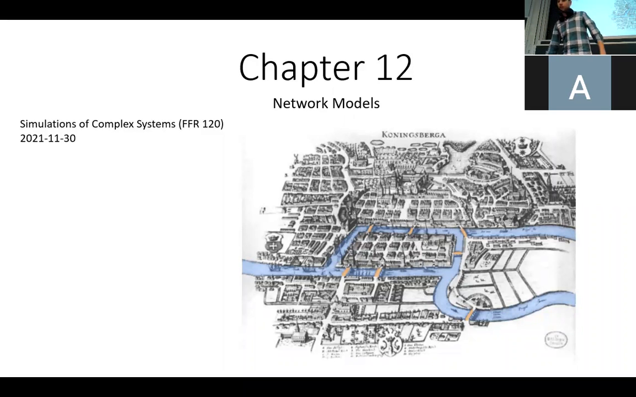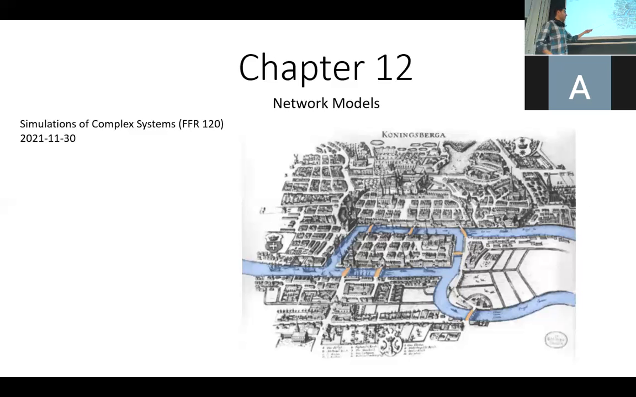Okay, in this lecture, this is the overview of the 12th chapter of the book. It deals with network models. Network models are a very important mathematical framework for understanding how things are connected. Things can be people, links on the internet, or cells in a metabolism. They can be anything where we look for connections.